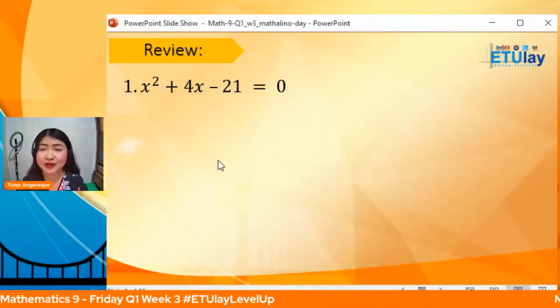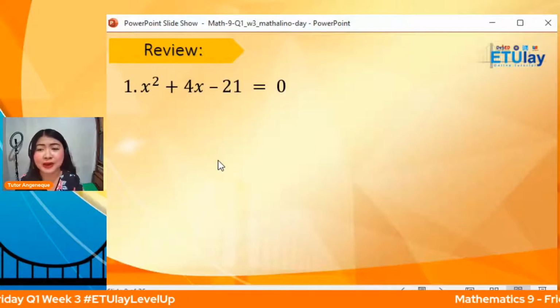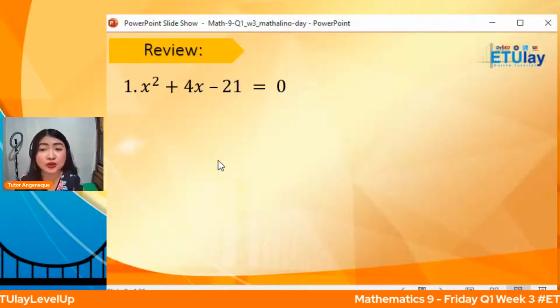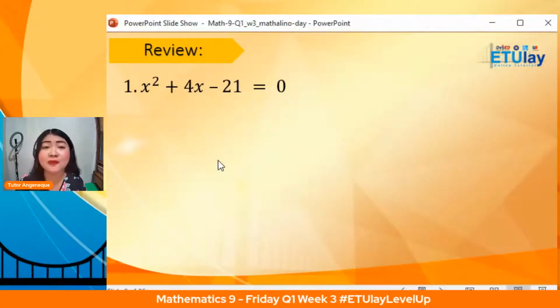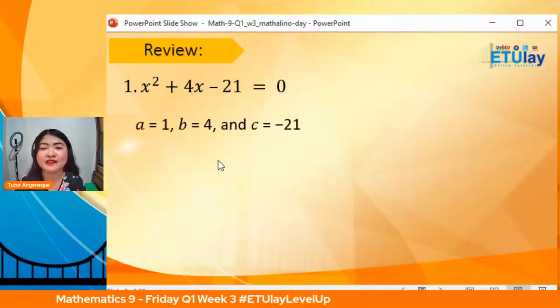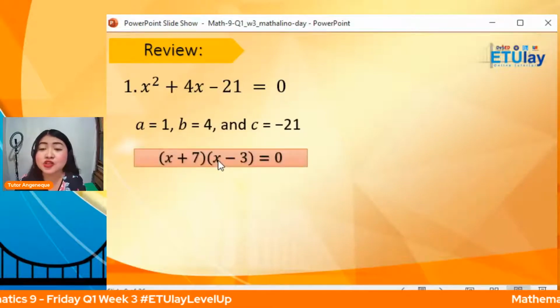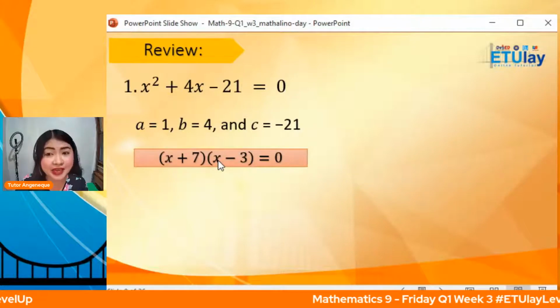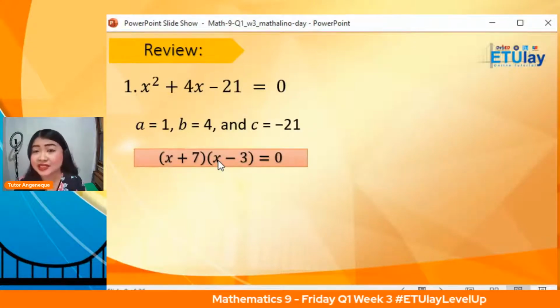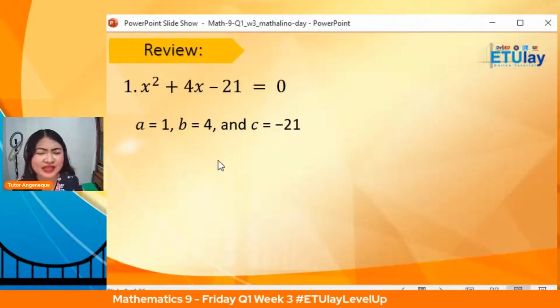Aside from that, yung iba nadadalian sa quadratic formula. But once again, if you know if there are factors of negative 21 which has a sum of positive 4, then go on with factoring. Okay? So, the factors of negative 21 are positive 7 times negative 3, that's negative 21. So, ang ating sagot dito?